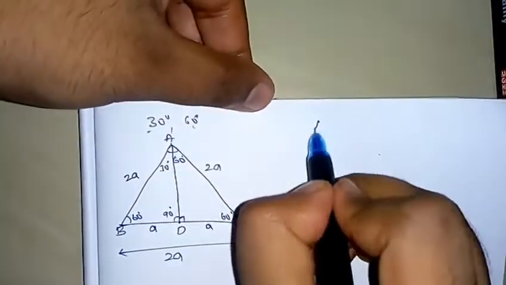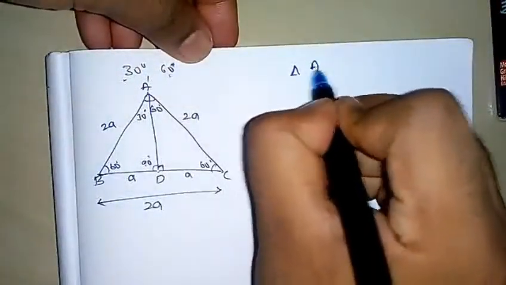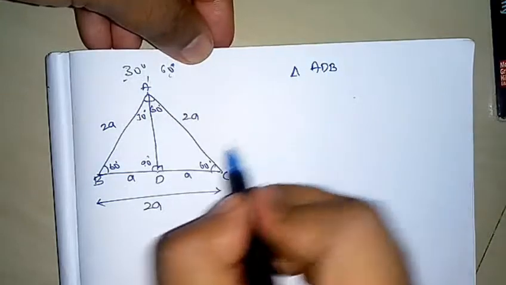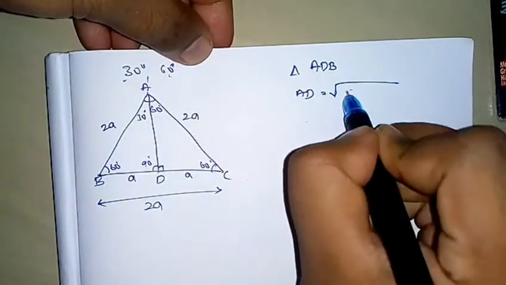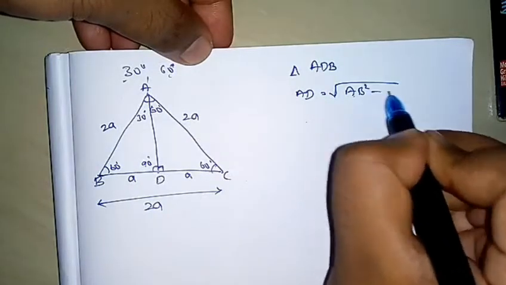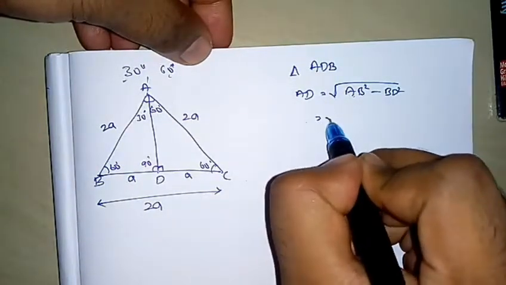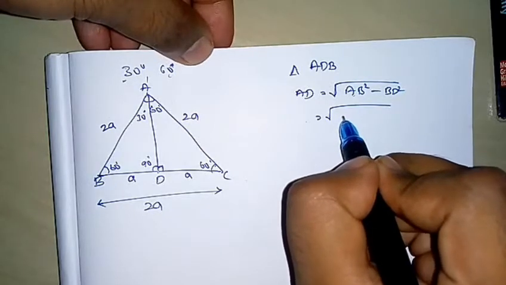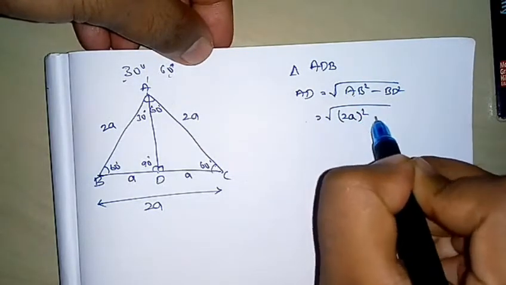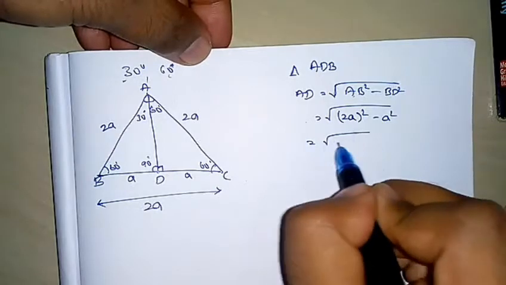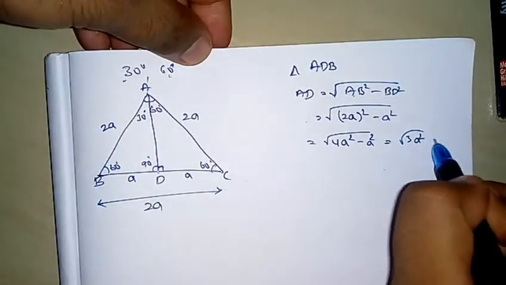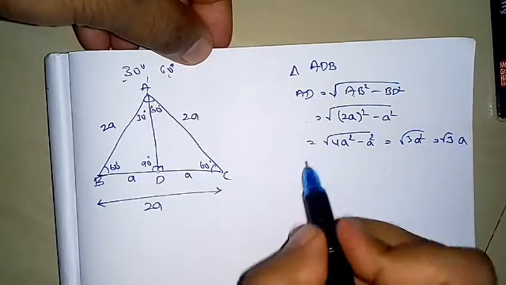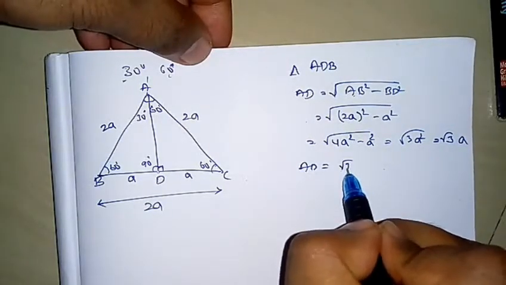Using triangle ADB and Pythagoras theorem, AD will be equal to under root AB square minus BD square, which will be equal to 2A whole square minus A square. So this will be 4A square minus A square, which is equal to 3A square. So AD is equal to root 3A.